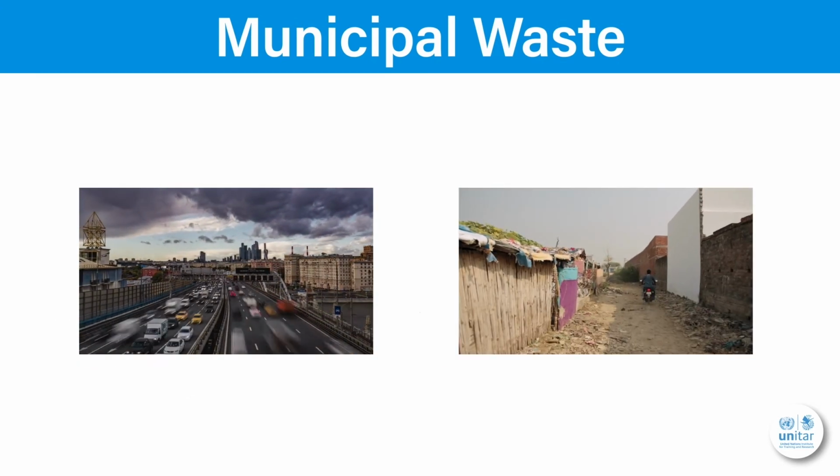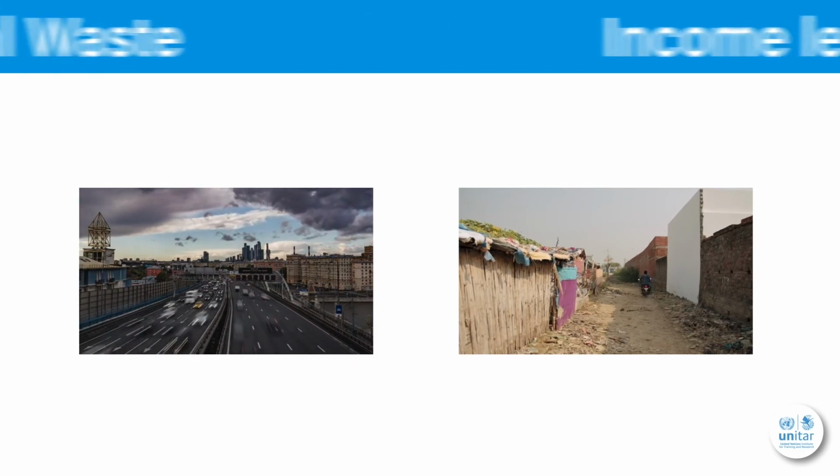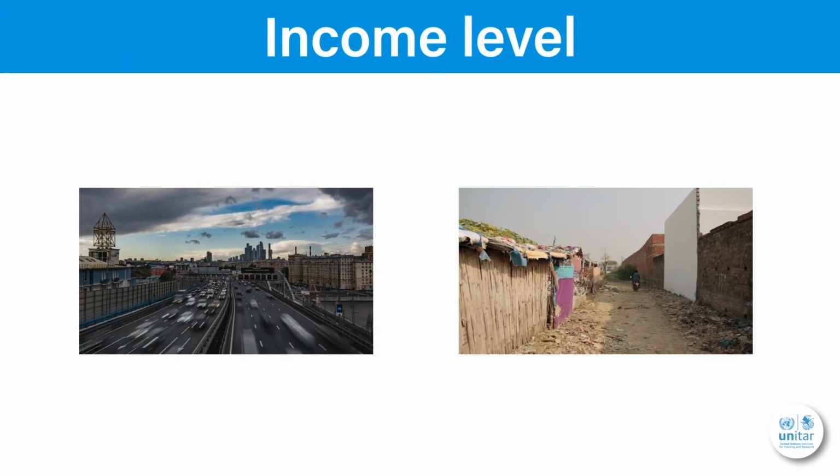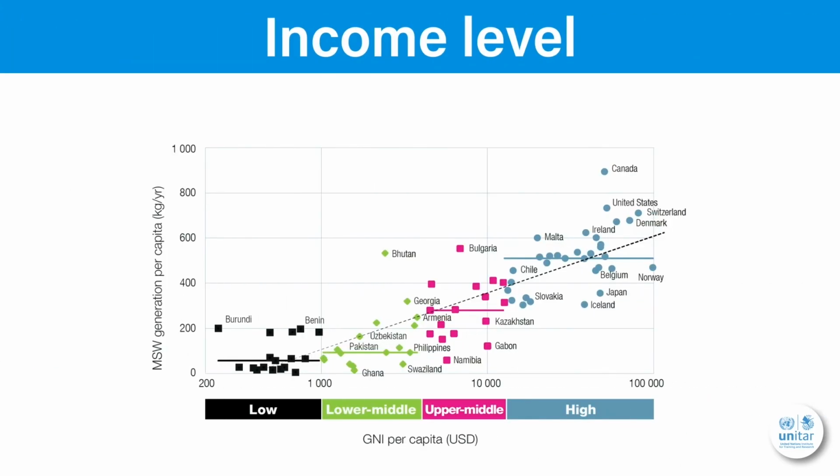From this map, it seems that people living in high-income countries tend to produce more waste than people in low-income ones. This relationship between income level and waste generation is better displayed in this graph from the Global Waste Management Outlook, on which the x-axis shows gross national income per capita, and the y-axis shows the municipal solid waste generation per capita in kilogram per year. High income walks hand in hand with higher rates of waste generation.